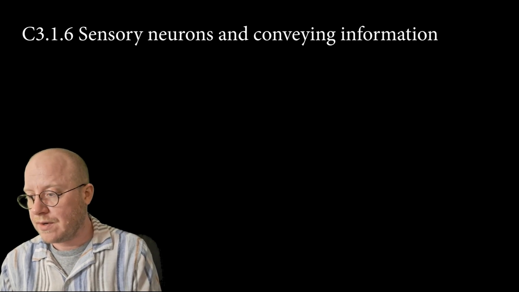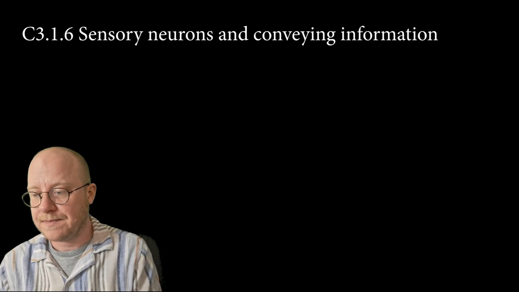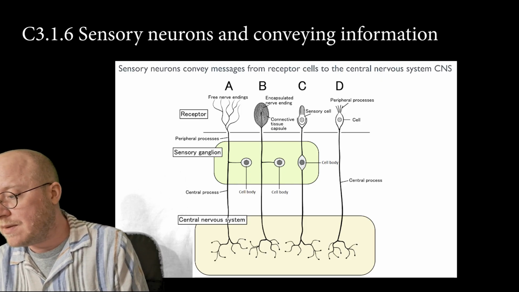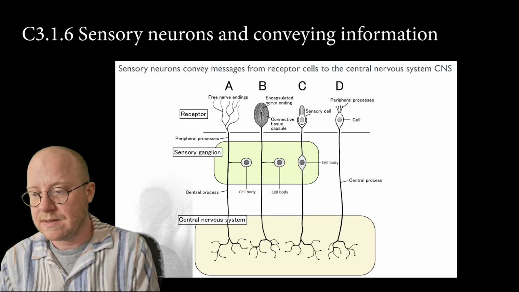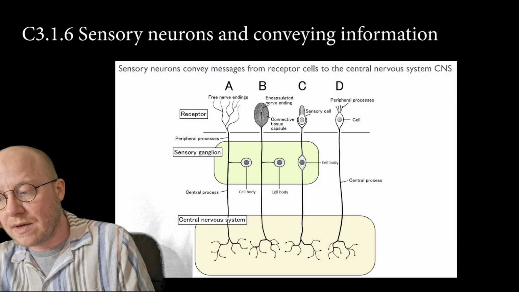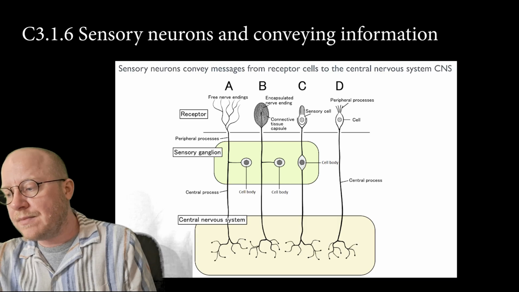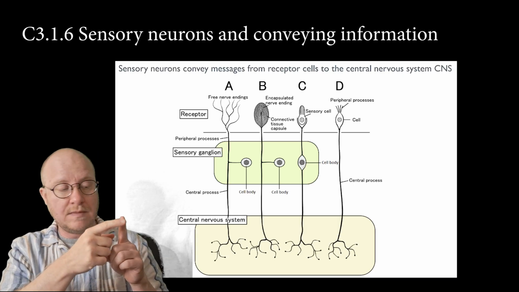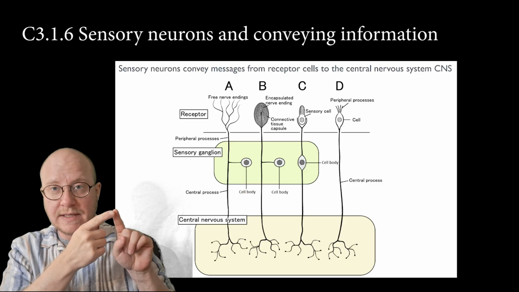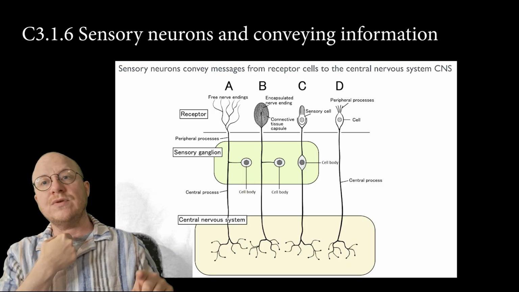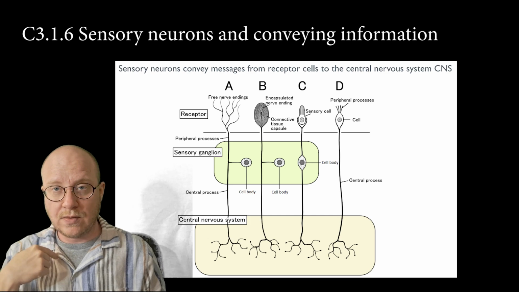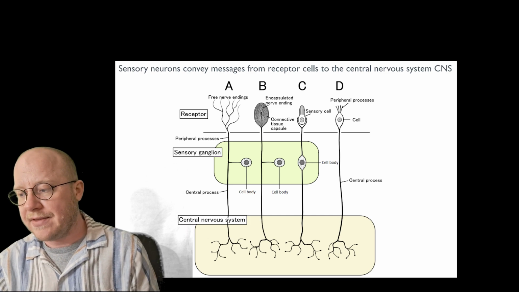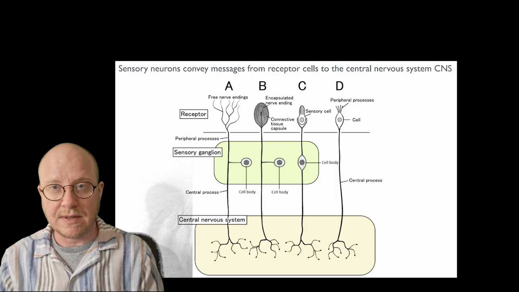C3.1.6, sensory neurons and conveying information. Key understanding: input to the spinal cord and cerebral hemispheres through sensory neurons. Students should understand that sensory neurons convey messages from receptor cells to the central nervous system. So from a receptor cell in the finger, like touch, up to the central nervous system, which is the brain and the spinal cord. The beginning of a sensory neural pathway begins with a receptor.